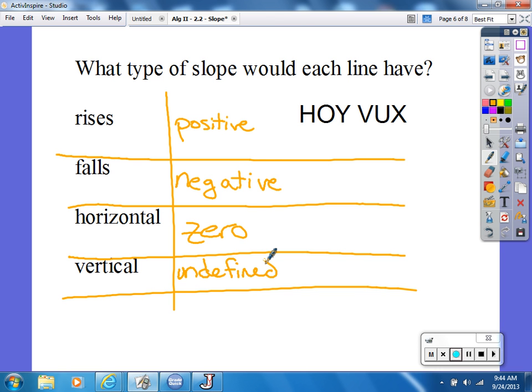So, I always have people have trouble remembering, okay, horizontal, vertical, which one goes with which slope. So I came up with a thing. Actually, I didn't come up with it. My cooperating teacher, when I was in student teaching, gave me this lovely saying. And I thought it was ridiculous at first. But it's kind of fun to say. And it actually does help out. It's HOI VUX. Go ahead and say it.